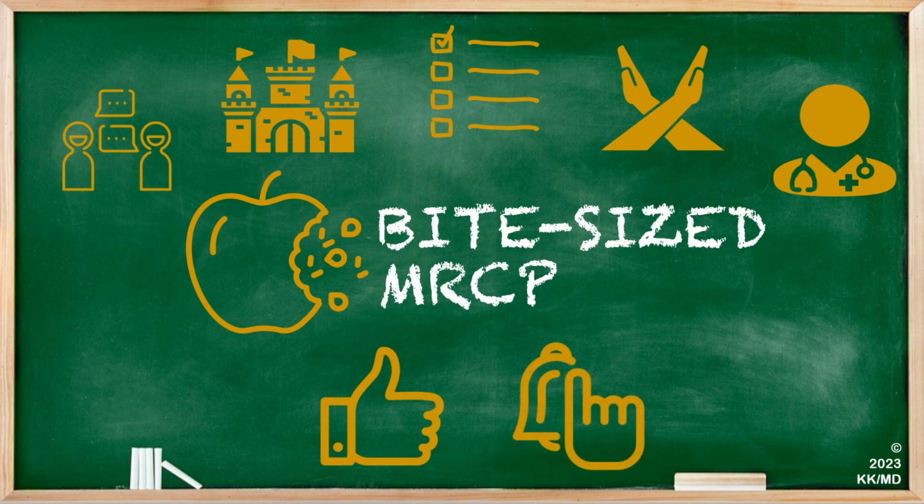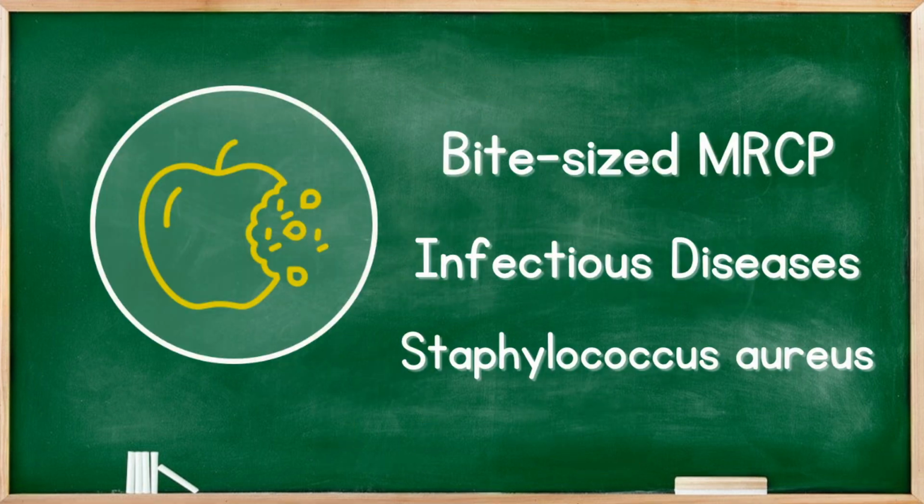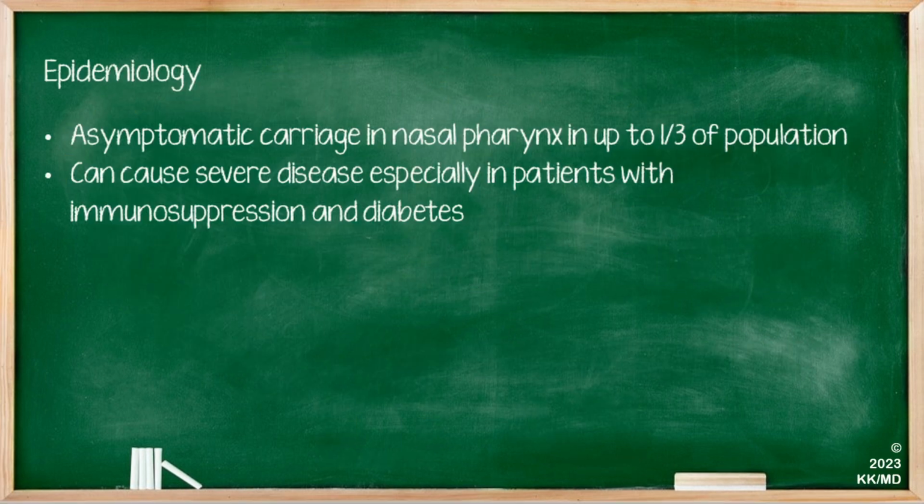Now, without further ado, let's get into today's topic, which is Staphylococcus aureus. Staphylococcus aureus has asymptomatic carriage in the nasal pharynx in up to a third of the population. This can cause severe disease, especially in patients with immunosuppression and diabetes.